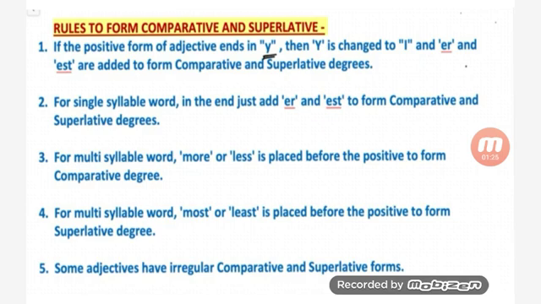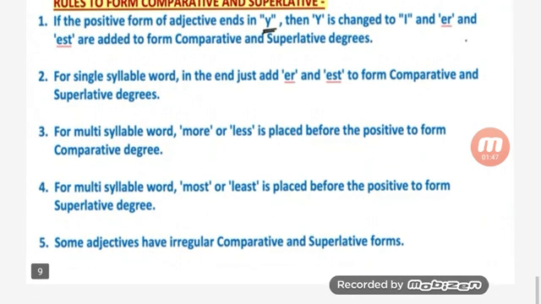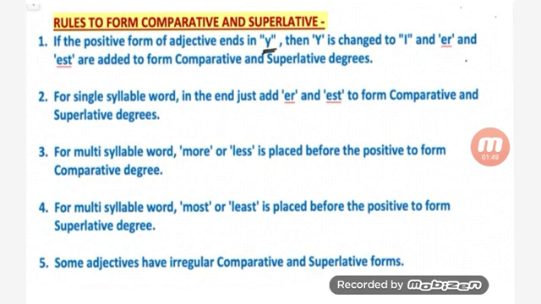Okay. For example, difficult. Can you break this word, children? Yes. So use most or least in the superlative degree. So difficult, more difficult is the comparative degree, and most difficult is the superlative degree. Okay. Next is some adjectives have irregular comparative and superlative forms.